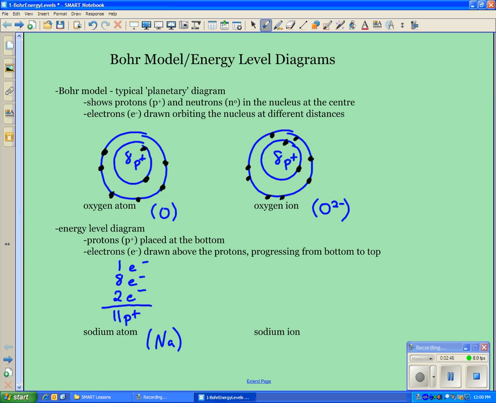A sodium ion, by comparison, which is Na+, would still have the 11 protons in the nucleus, 2 electrons in the first energy level, and 8 in the second, but now that outer energy level is empty. So there's nothing in that last energy level. We just have 2 and 8, so 10 electrons and 11 protons. That gives us the overall charge of +1 for the sodium ion.